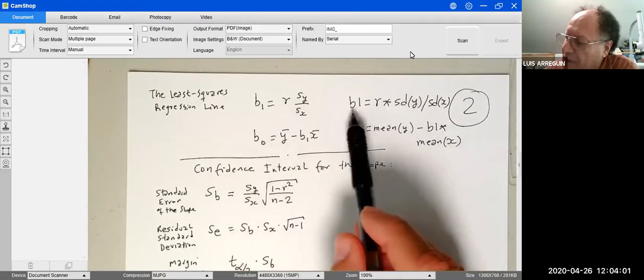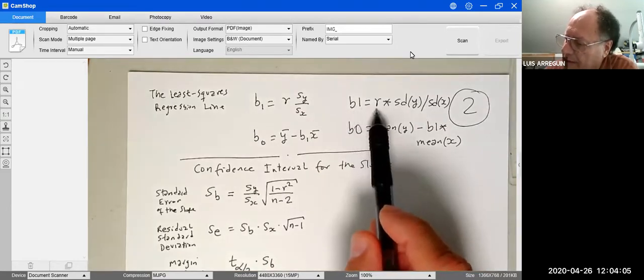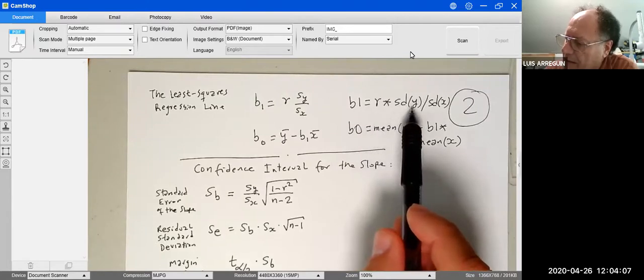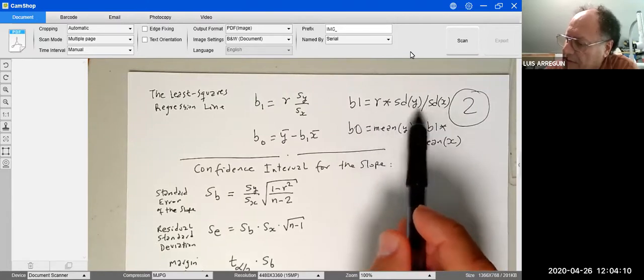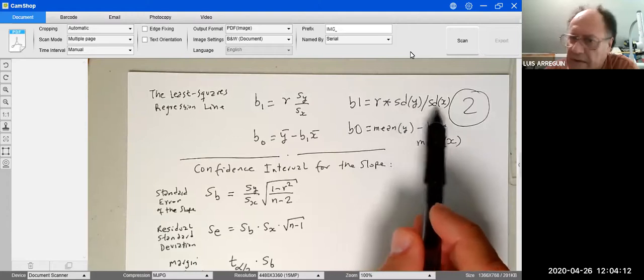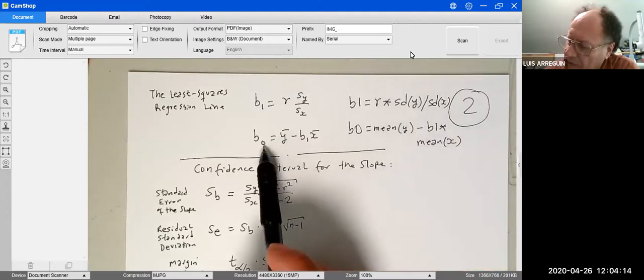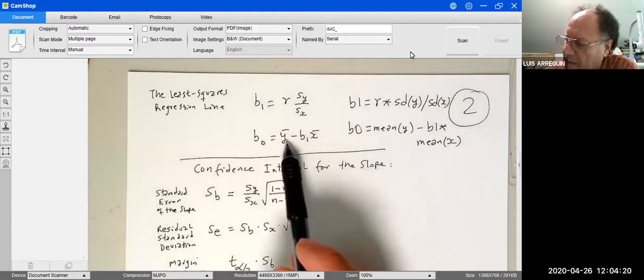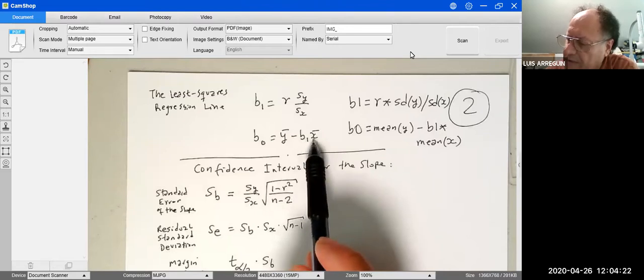That is going to be the point estimate for the slope. So b1 equals r times SD of y divided by SD of x, the standard deviation of y over the standard deviation of x. And then you're going to use this formula to compute the y-intercept for our regression line, which is going to be just the mean of y minus the slope times the mean of x.